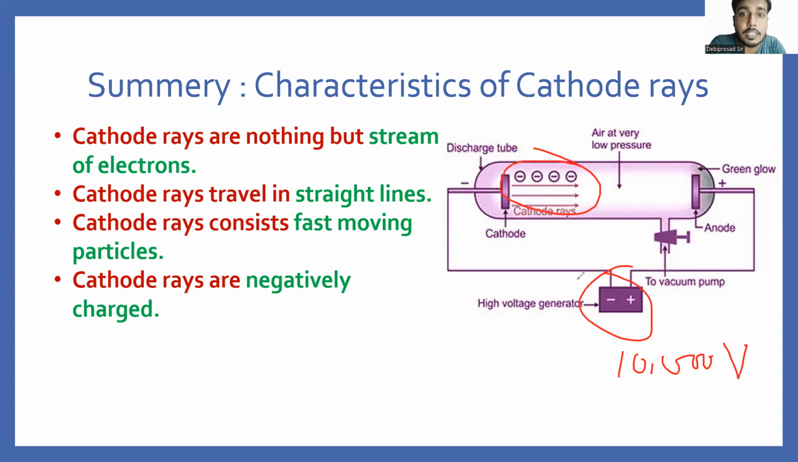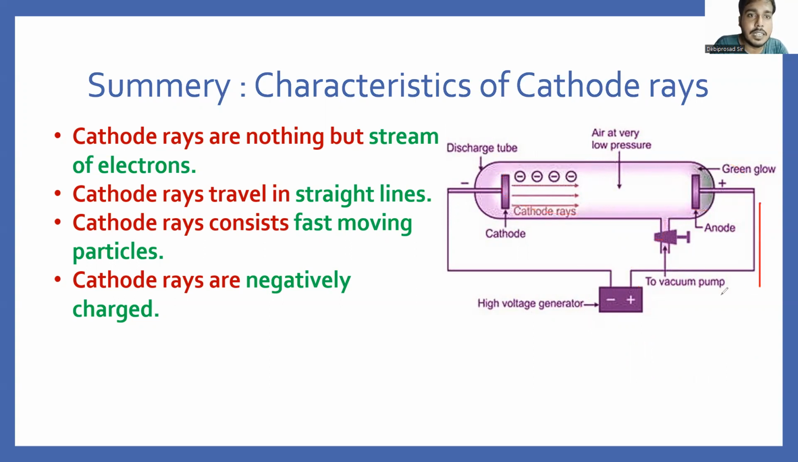Actually, now we will call them electrons. Cathode rays, which actually consist of electrons, are coming out from the left hand side, from the cathode to anode, creating a greenish glow and completing the circuit. This is very important. Completing the circuit means the current is flowing through the circuit. Although there is no wire inside here, the current is flowing from the left hand side to the right hand side.